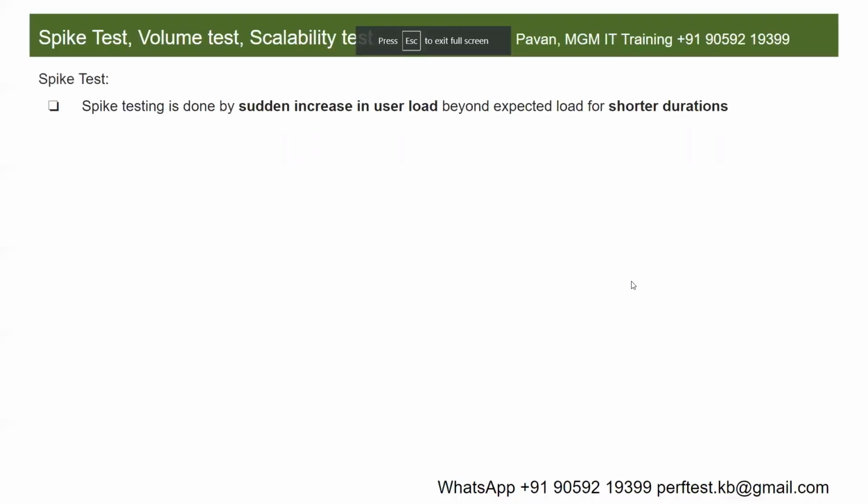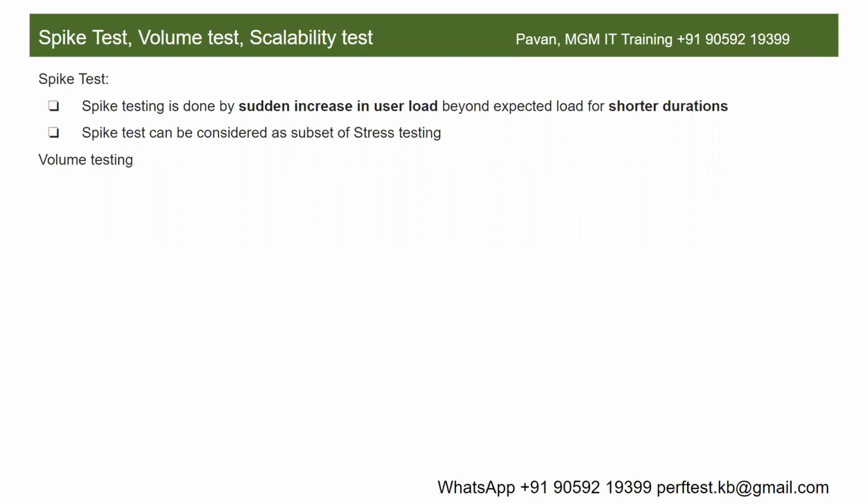So how is this spike test done, guys? It is done by sudden increase in user load beyond the expected load for shorter duration. Can you give some examples for this spike test? Big Billion sale. Okay, IRCTC application, Tatkal booking. Tatkal booking for the IRCTC application. There will be a sudden increase in the user load for shorter duration, isn't it?